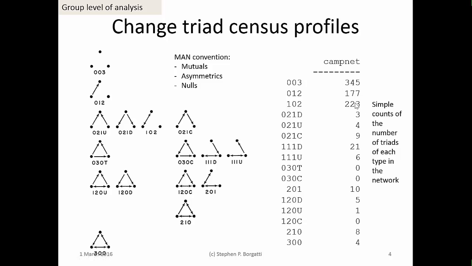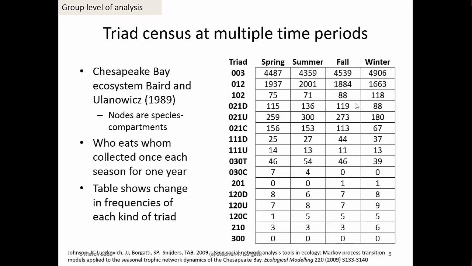If we apply this to the Chesapeake Bay ecosystem, we've got the network at 3 points in time. We can count up all of the triads of every kind, and we can compare the profiles. Since it's the same network and the same kind of tie, they all look alike. It's practically the same profile, although there are differences. Look at the 102. In spring and summer and fall, there's not very many, but there's a whole lot more in winter.